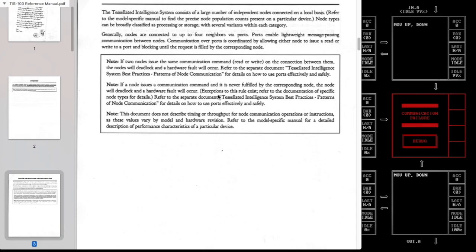Lightweight message passing communication. Read or write. And blocking. If two nodes issue the same communication command on this connection between them, the nodes will deadlock and a hardware fault will occur. Okay, so basically there's a deadlock possibility. Two nodes trying to read from each other.